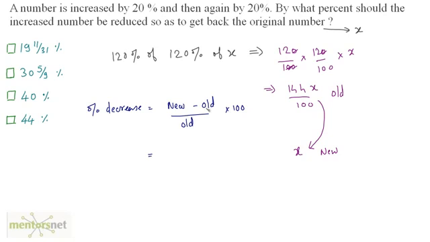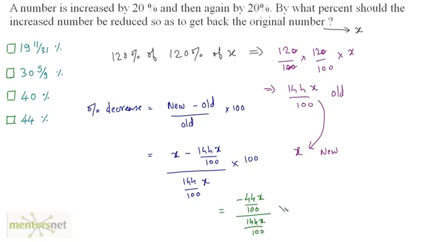So this is equal to the new value x minus the old value 144x upon 100, divided by the old value 144x upon 100, times 100. Now we can evaluate this. 100x minus 144x is minus 44x. We can ignore this minus because we know this is a decrease in value. So minus 44x upon 100 divided by 144x upon 100 times 100.